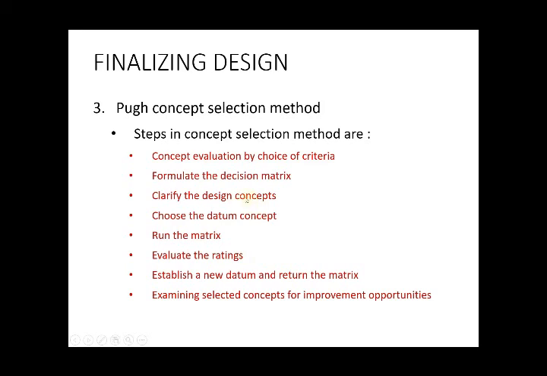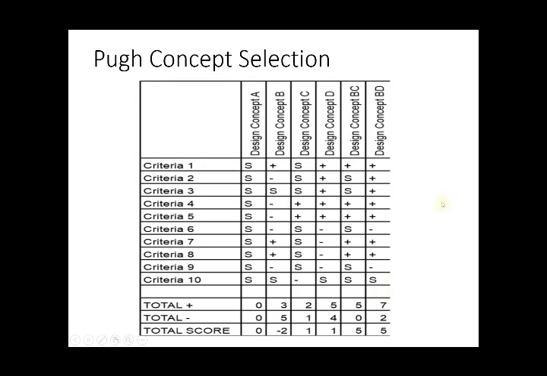Again we choose another design concept as the new datum concept, and then we compare the design concepts with the new datum concept. So this will be a cycle, this will be an iterative process, and after all the comparisons are completed we come up with the final design. For example, this table will make things very clear to you. Suppose we have a large number of design solutions or design concepts. Here you can see 6 design concepts, and different criteria is being listed for the product.